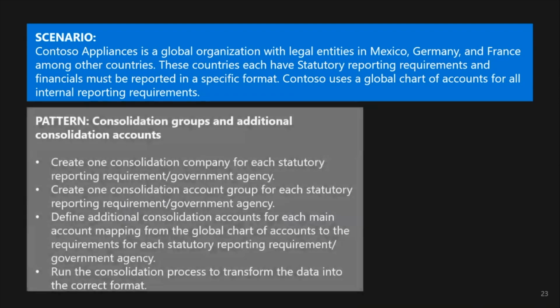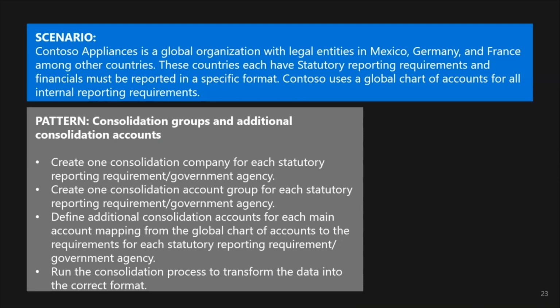We should use consolidation groups and additional consolidation accounts. Create a consolidation company for each statutory reporting requirement or government agency, and create one consolidation account group for the same. Define additional consolidation accounts for each main account mapping for the global chart of accounts, and then run the consolidation process. This is what it was designed to do.